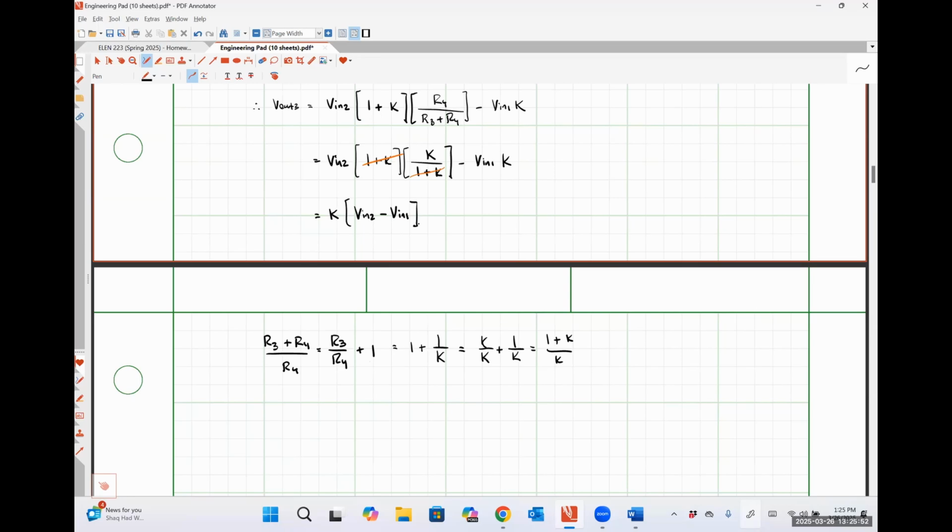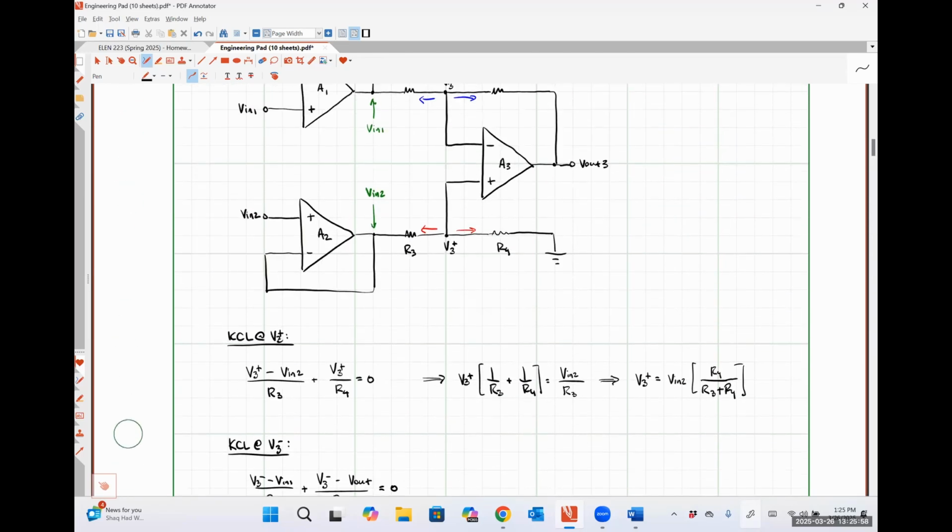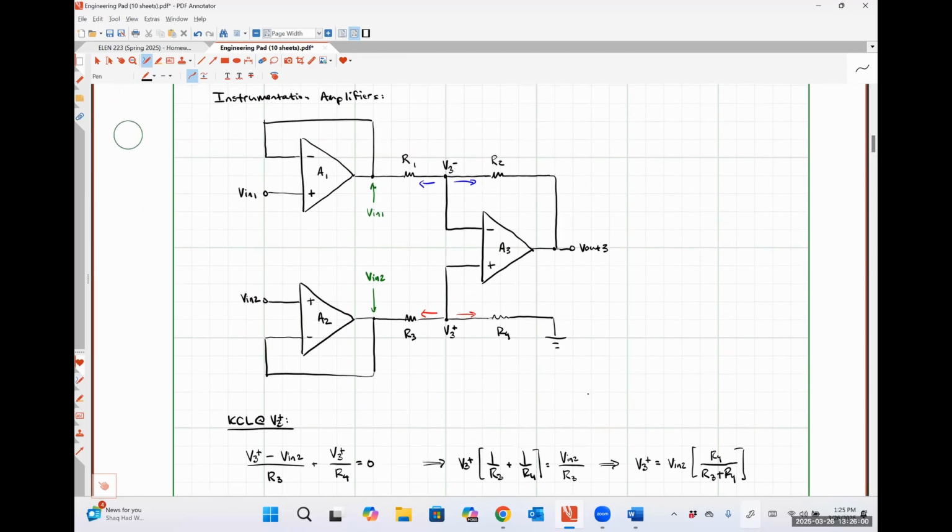A differencing amplifier, exactly right. So don't write this down, it's not important. I'm going to copy this and then we're going to look at it from that second perspective.